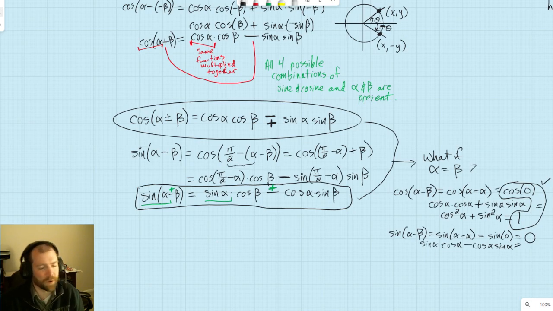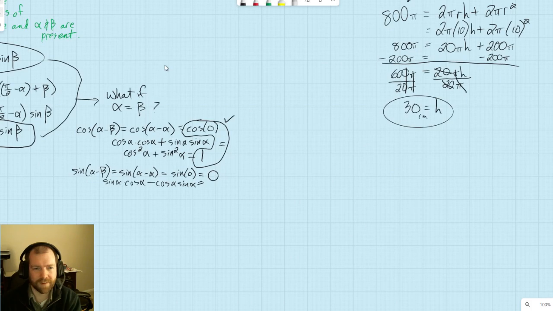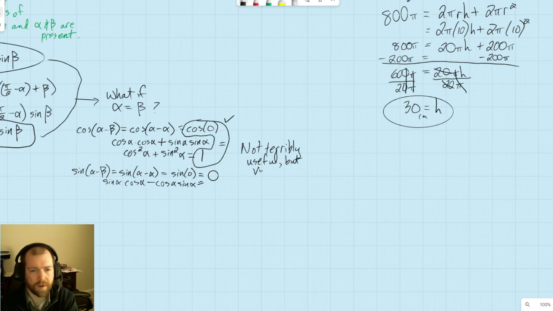And then the useful thing, right, this is not terribly useful. But still verifies the formula.